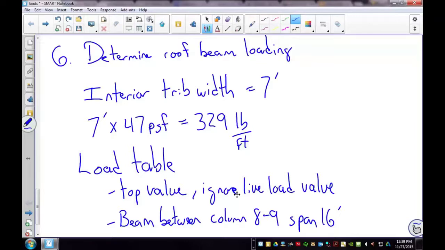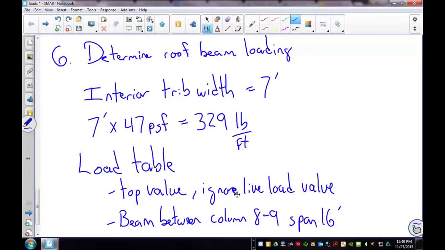Okay. Last step. Look at our picture again. If we were finding an interior beam between columns 8 and 9, what is the span between 8 and 9? 16. Everybody see where I'm getting at?